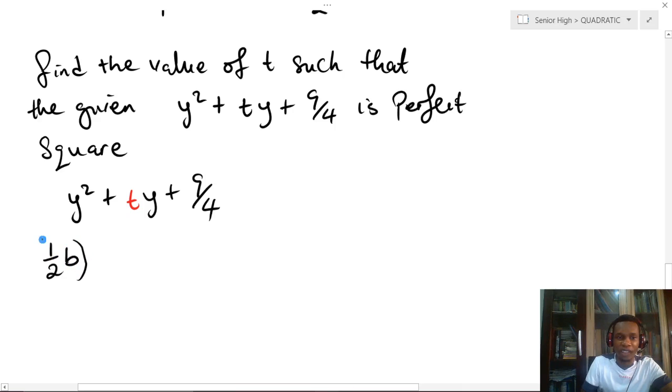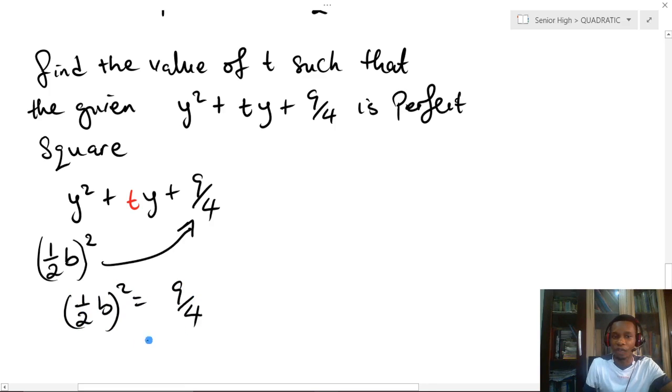Then they squared the half to get your c. So what does it mean? It means that if I say half of my b squared, I'm actually having 9 over 4. Do you understand? That this was how you got your c value. So if I can just make b the subject of my formula, I will get what is meant to be this. So that's just how you solve it.